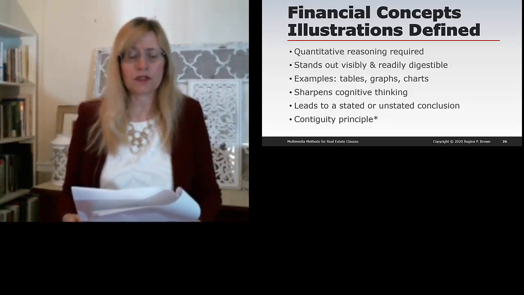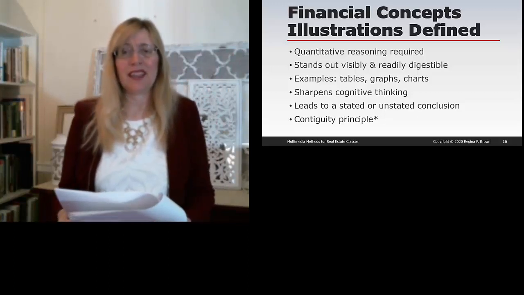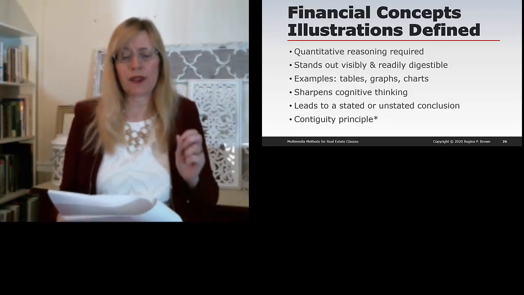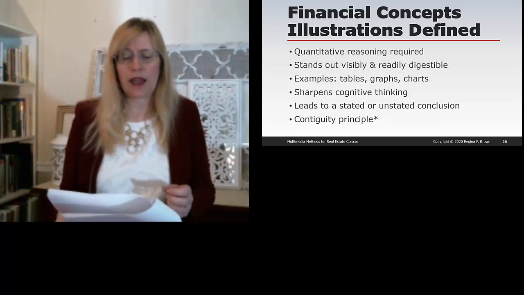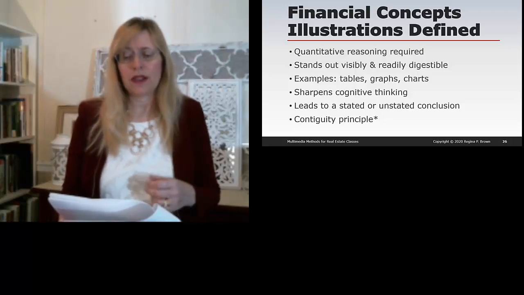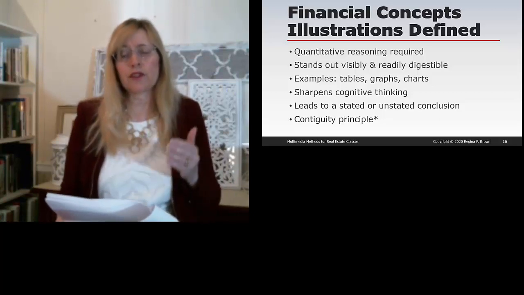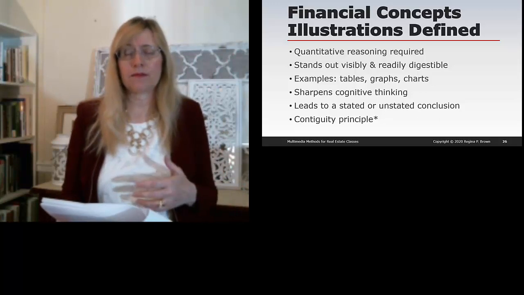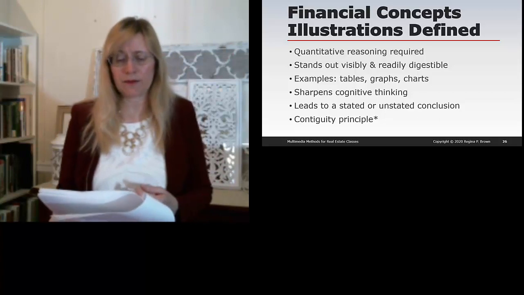These types of illustrations help the course concepts to stand out visually. They are simple to understand and readily digestible. Illustrating financial concepts serves to sharpen students' cognitive thinking. The graphs and charts can lead to a stated or unstated conclusion. In other words, the summary can be explicitly stated. For example, this chart shows that home ownership is a better financial investment than renting. Or it can be implied implicitly after explaining the graph.